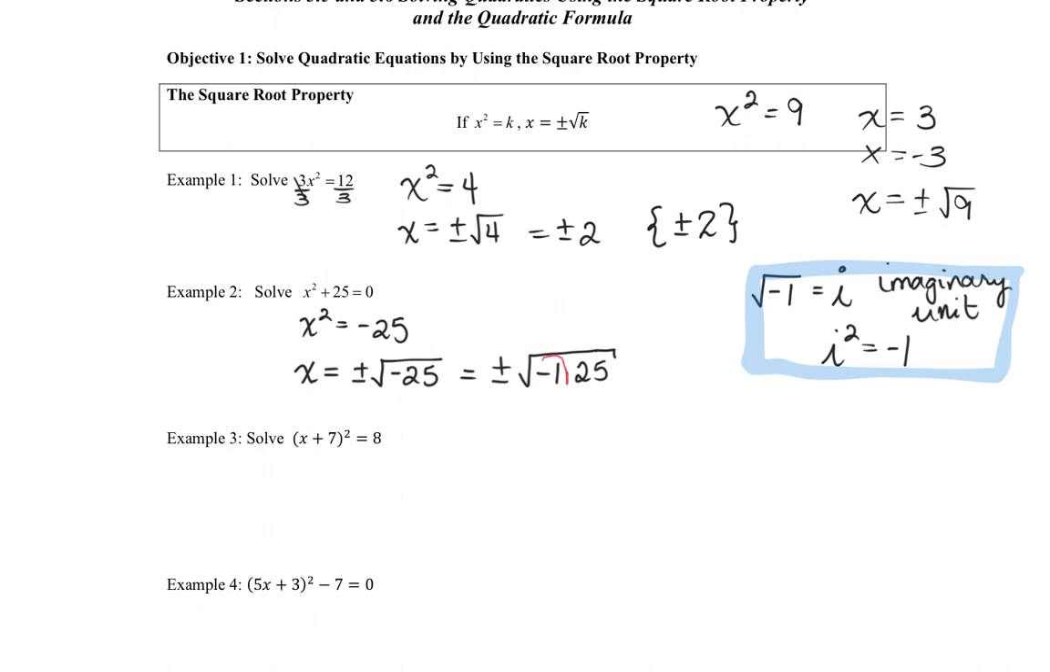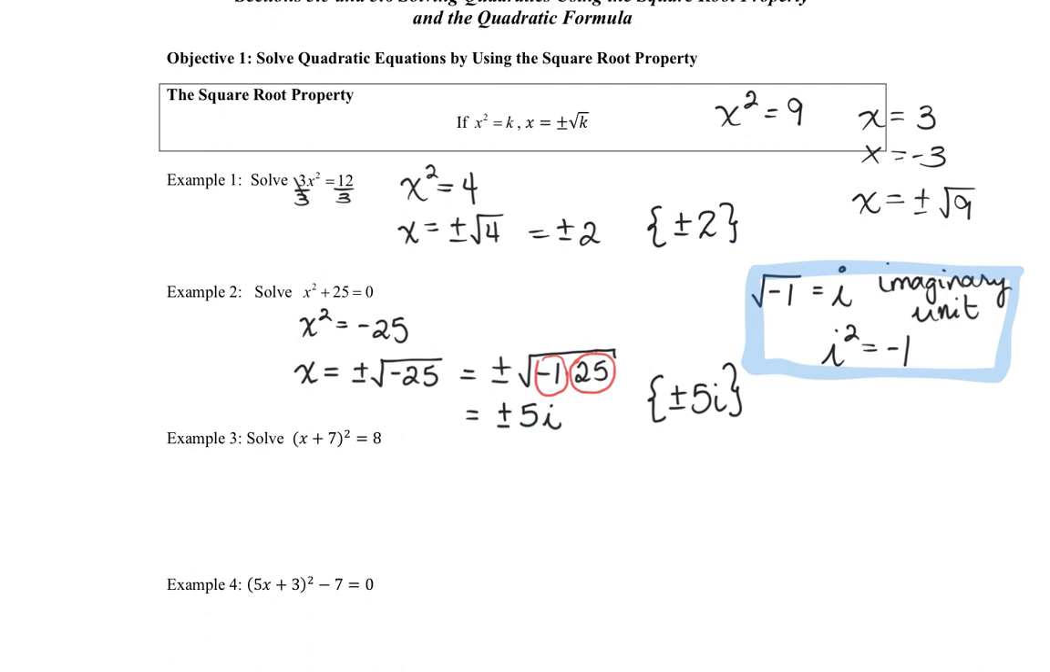the square root of negative 1 is equal to i, and the square root of 25 is equal to 5. So we can go ahead and say that this is going to be equal to positive or negative, square root of 25 is 5, square root of negative 1 is i. And it's typical to put the i after the 5 as if it were a variable. So the square root of negative 25 is actually defined to be 5i, which is an imaginary number. So my solution set is positive or negative 5i. Okay.